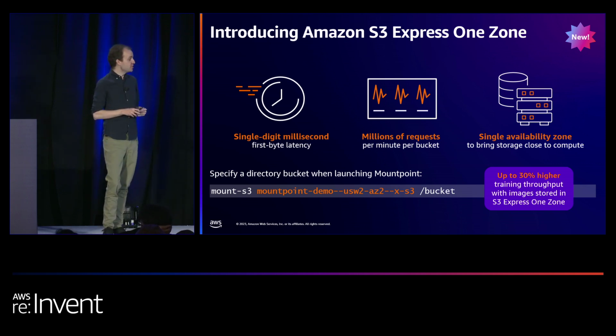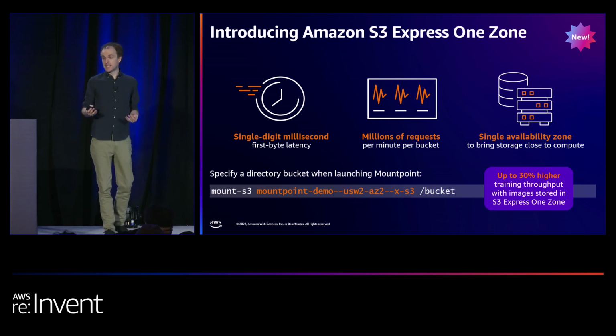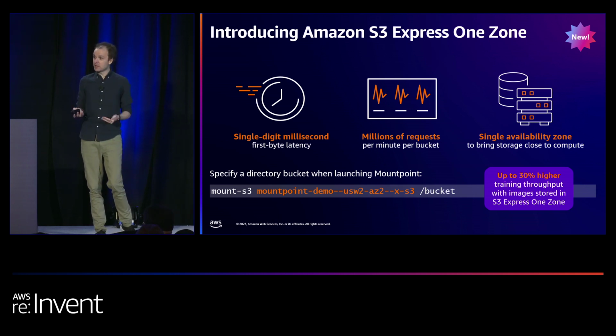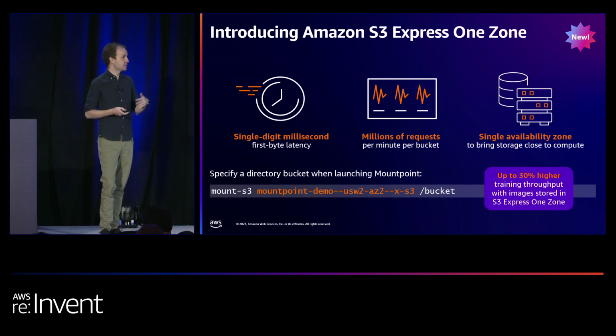What that means is that you can just use Mountpoint like you were doing before, except you can point it at a directory bucket instead of a regular bucket, and you'll get access to this low latency storage class through a file interface. And so what we've seen here again is up to 30% higher throughput training against S3 Express OneZone with individual files stored there versus stored in S3 standard.